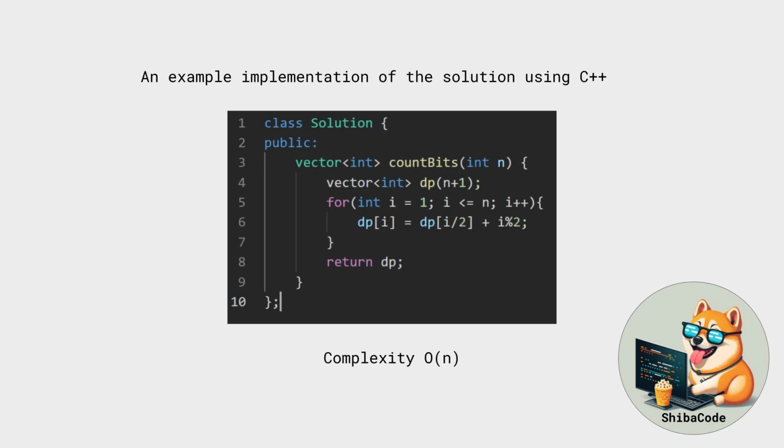Let's take a look at an example implementation of the solution using C++. In this example, we first initialize a vector called dp with a size of n plus 1. Then we loop through each value of i from 1 to n and use the transition equation to calculate the value of dp at the ith position.